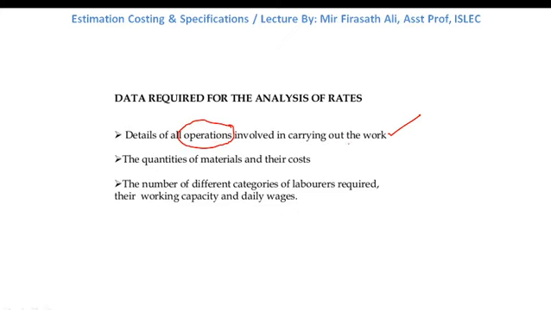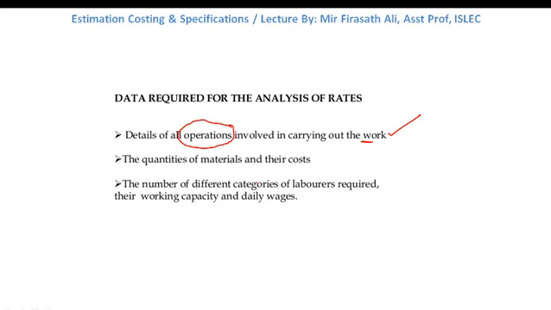Then next, for the work which we are executing, what quantities of material are required and what is their market cost, we have to be clear about that. The number of different categories of laborers required, with their working capacity and daily wages, we have to know this. So this is nothing but the summary of analysis of rates.